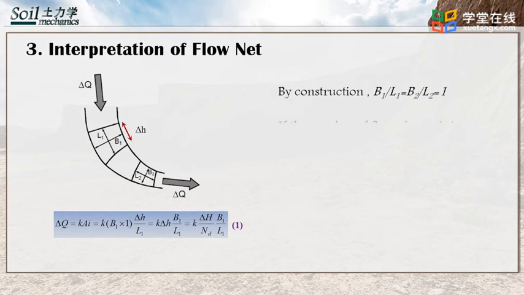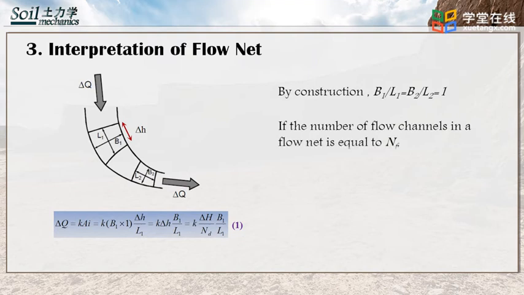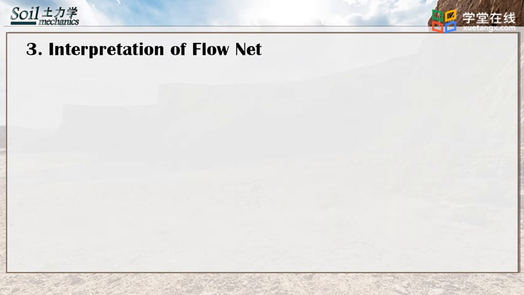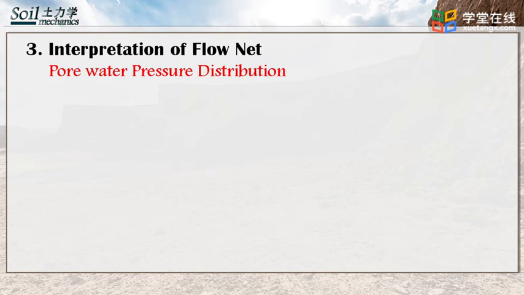If the number of flow channels in the flow net equals NF, the total flow rate of the flow net equals the summation of flow rates in the flow channels, which equals the coefficient of permeability times the total head difference between the upstream and downstream sides, times the term NF over ND, as shown in equation 2. There are 6 steps to obtain the pore pressure at any point in the flow net.